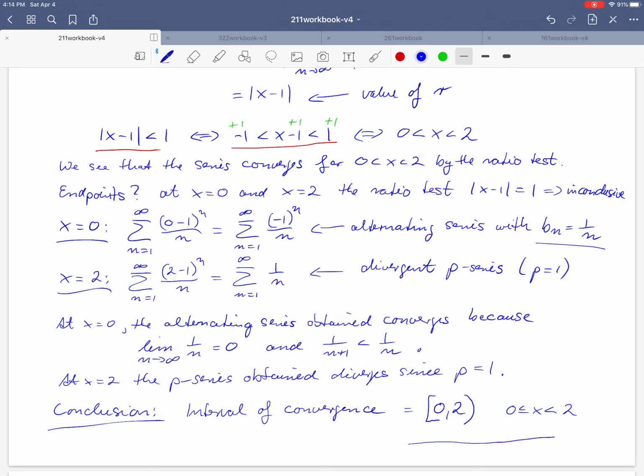And if we wanted to draw it on the number line, here we have 1 right in the center, and then at 2 we have an open circle, and at 0 we have a closed circle. So our interval of convergence is everything including 0, but excluding 2. You can also visualize it like that.